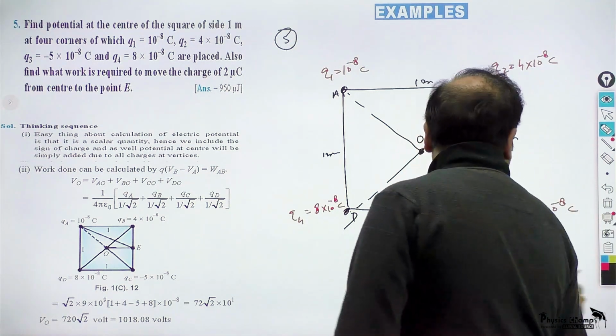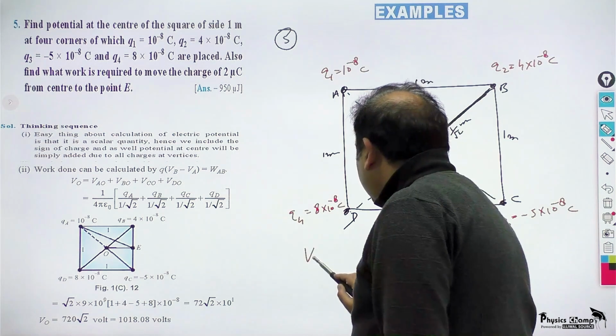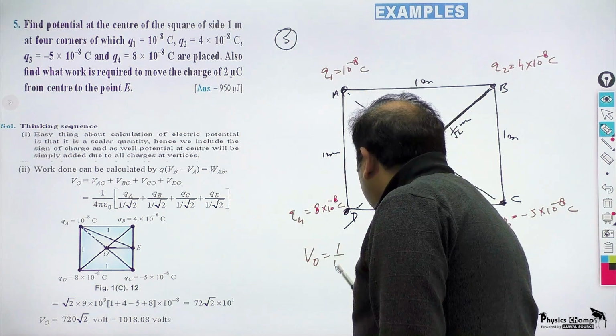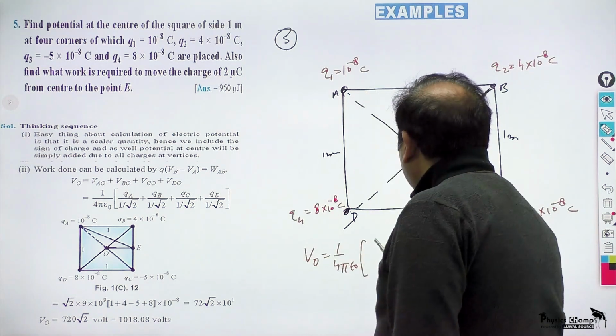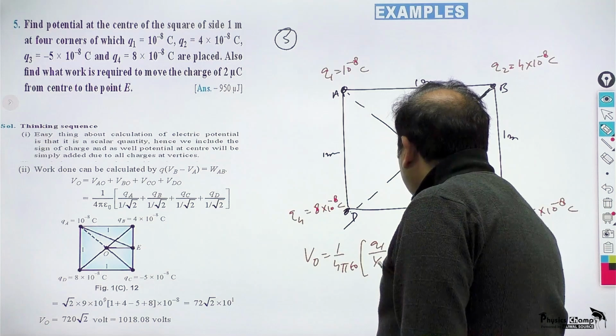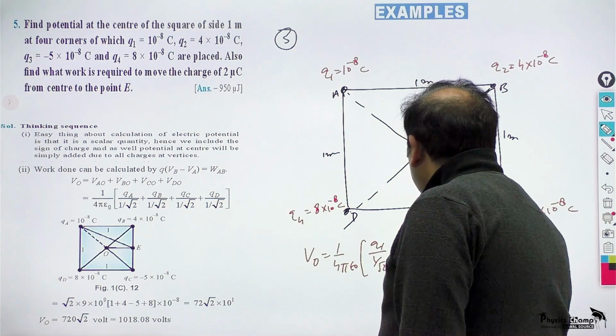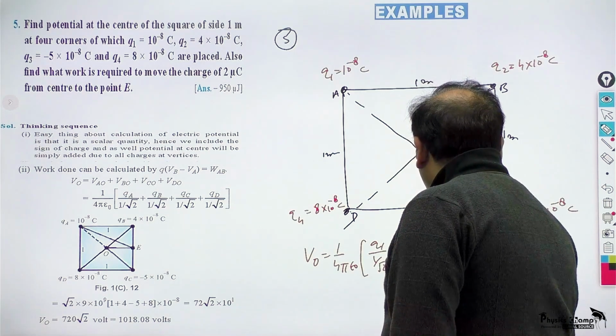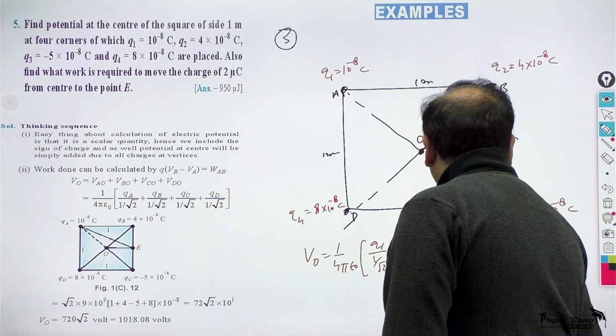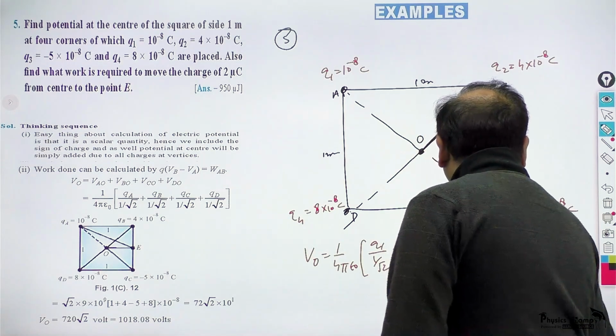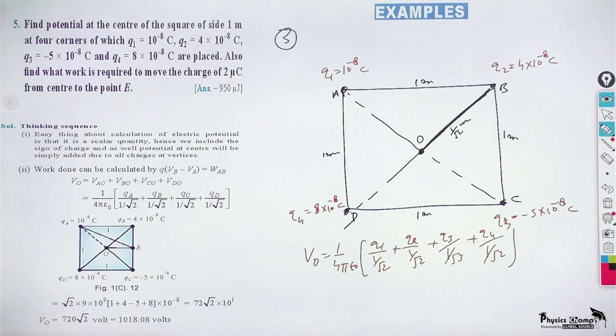If I am looking for the potential at center O, it will be 1 by 4 pi epsilon naught into Q1 by 1 by root 2 plus Q2 by 1 by root 2 plus Q3 by 1 by root 2 plus Q4 by 1 by root 2. Here the sign of charge will matter. We'll put the sign of these charges.